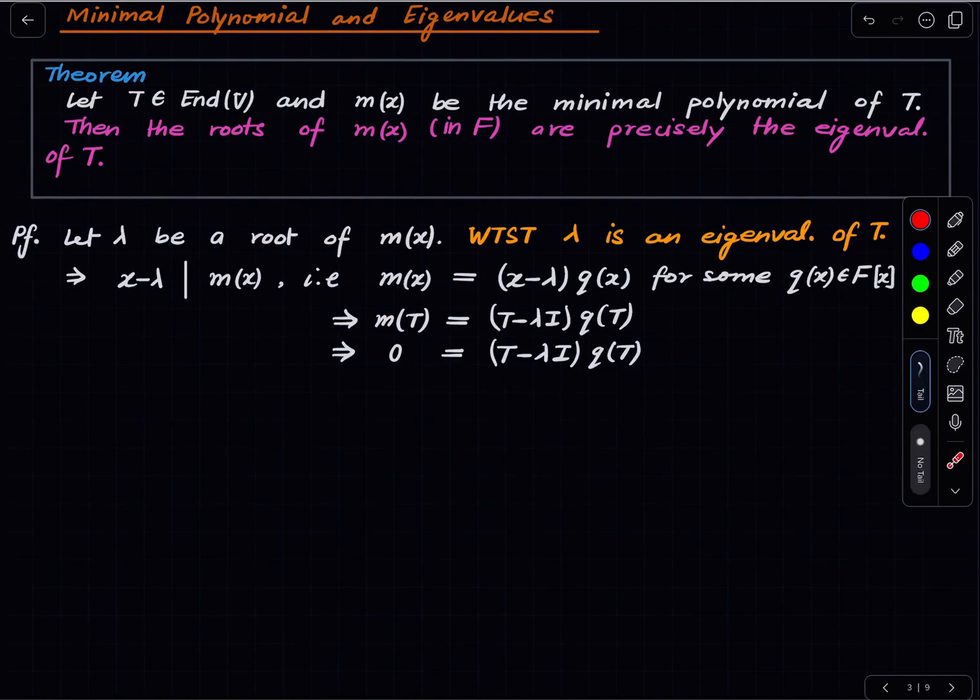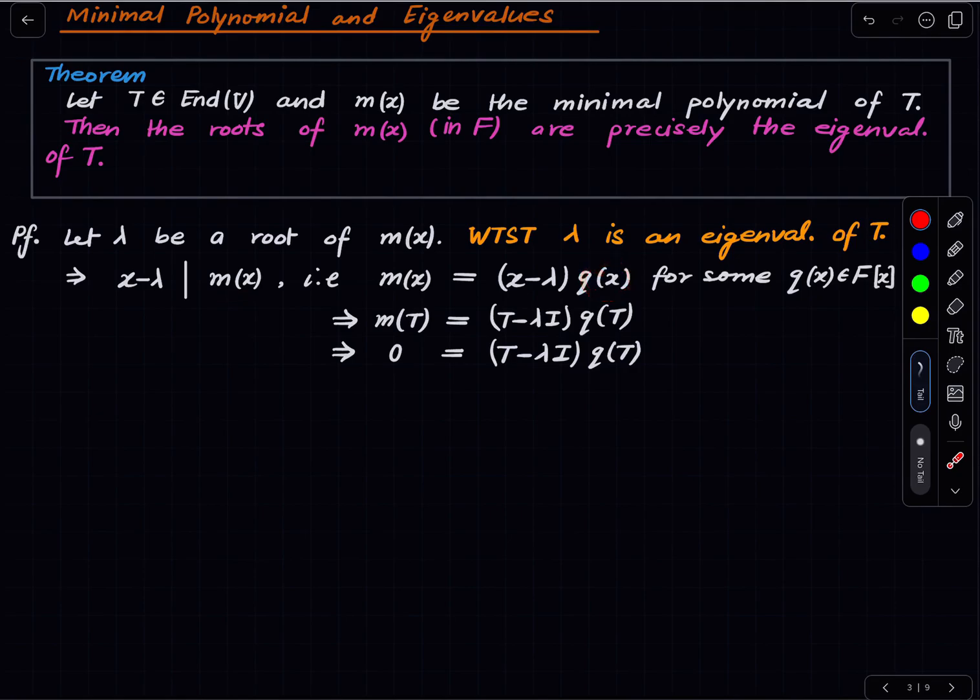Right? And now if lambda were not an eigenvalue of t, this would be an invertible linear endomorphism on V, and hence we would get that q(t) is actually 0. Because if you compose this by an invertible thing to get 0, this must be 0. But if q(t) is 0, then there is a smaller degree non-zero polynomial than m(x) which is satisfied by t. But that would be a contradiction to the minimality of m, because this is also a monic polynomial.